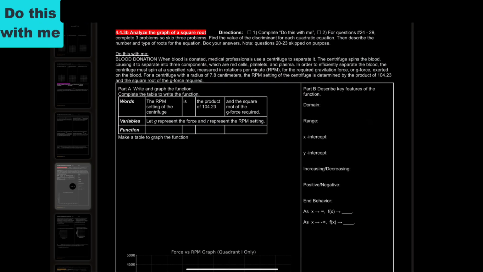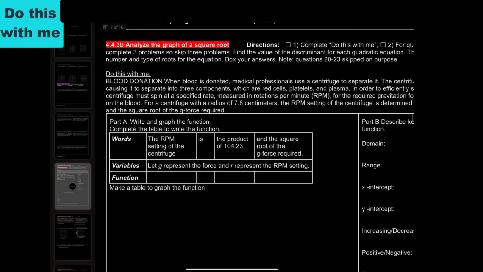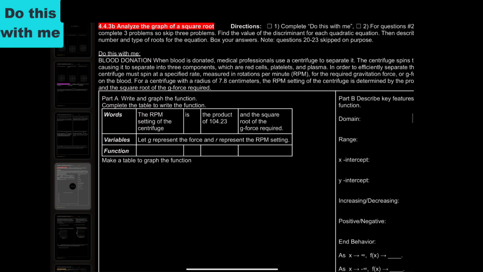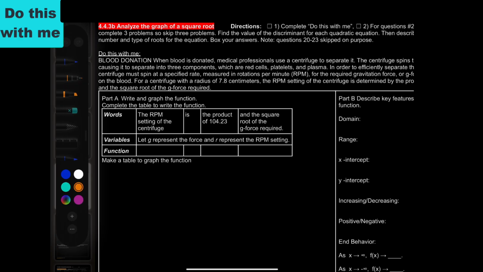Hey guys, let's go dark mode. I'm on 4.43, analyze the graph of a square root. All right, let's take a look at these questions. Blood donation. Get a pencil here.